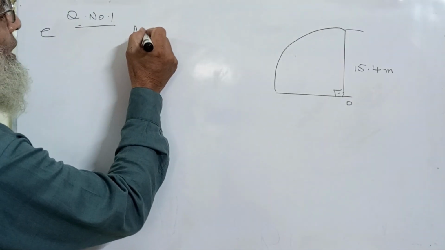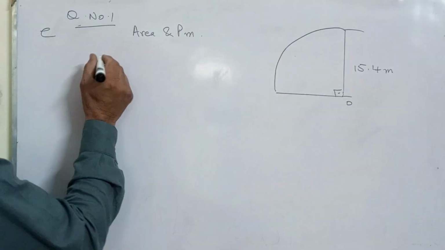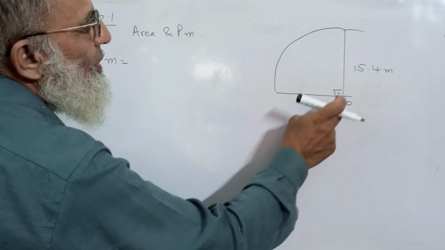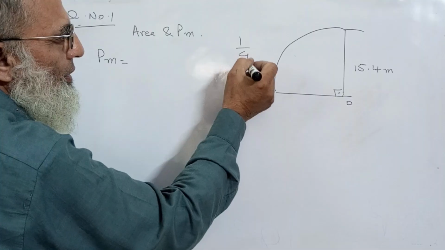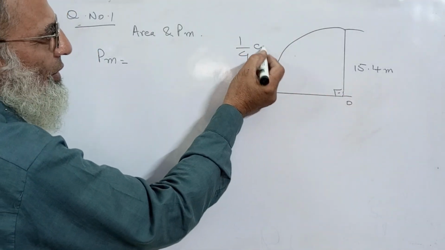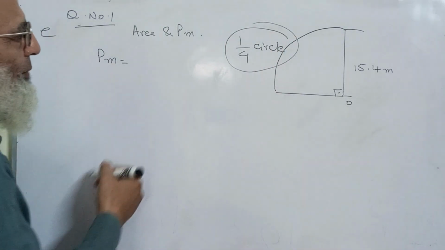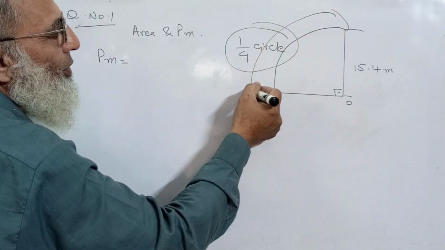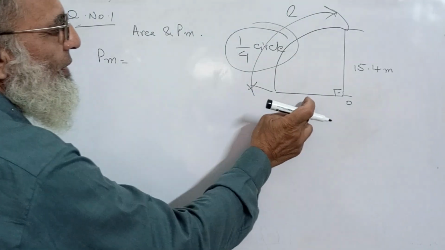So what we have to find was the area and perimeter, both the things. Now what about the perimeter first? My dear student, this is the quarter of the circle. Since this is 90 degree and this is 90 degree, this is a quarter circle. So this is going to help us. Now this is L, the arc from here to here, plus this and this.